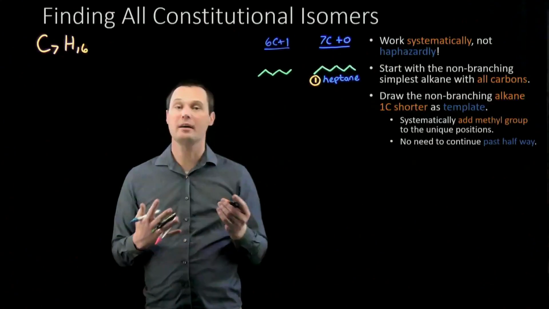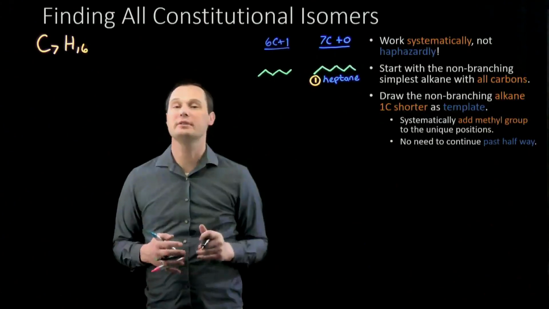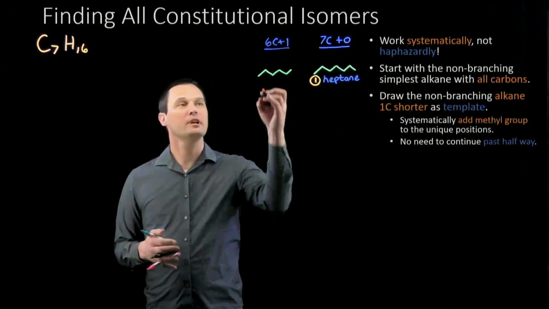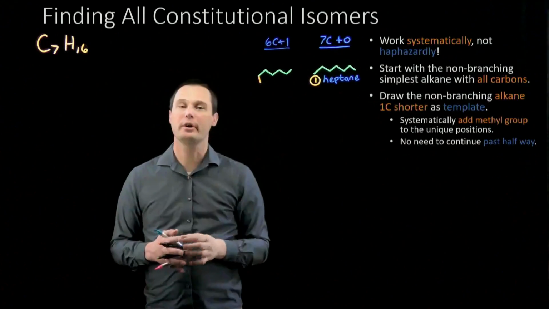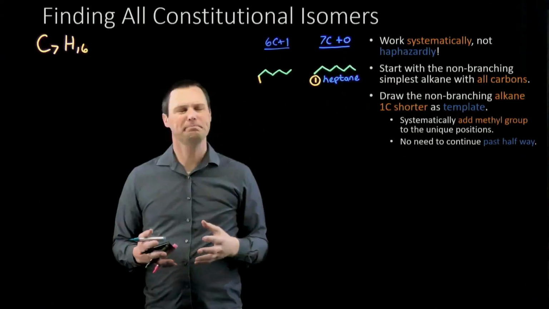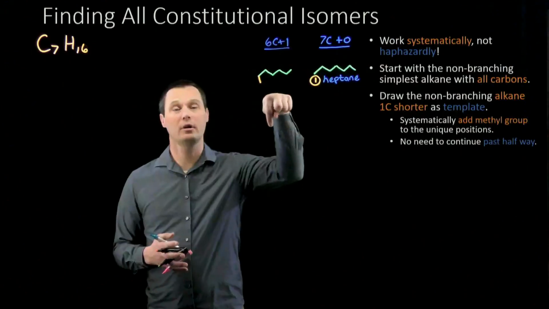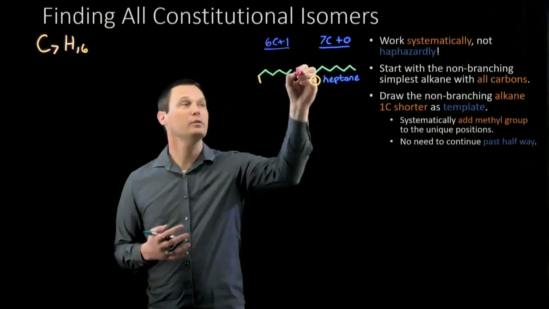But we can add a methyl group systematically to each position down the line to see if it forms a new structure. Sometimes it will, sometimes it won't. For example, we could put the methyl group on the first carbon branching down like this. Is this a unique structure? Ultimately, no. Ultimately, this is still just a 7-carbon straight chain hydrocarbon with 1 carbon rotated down. So this is ultimately equivalent to heptane.